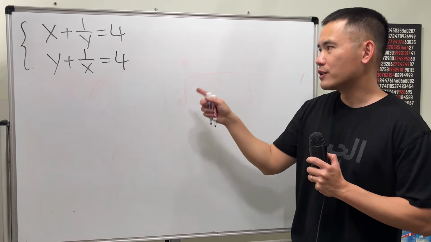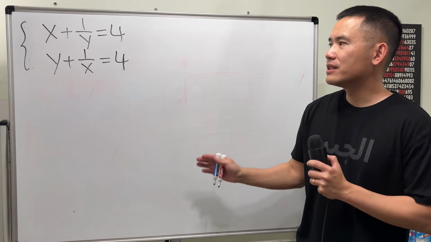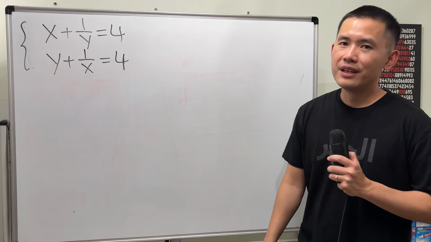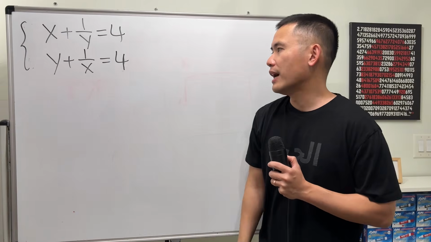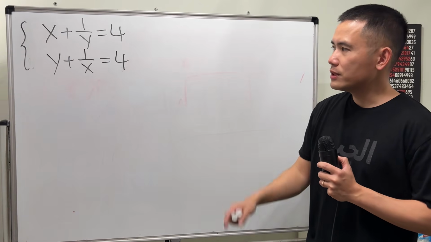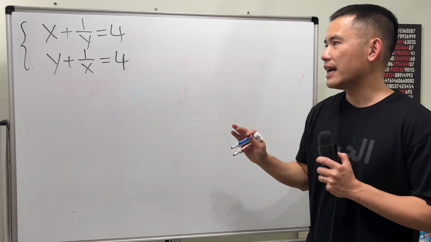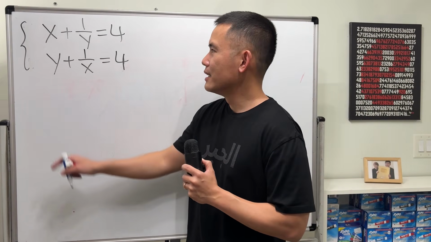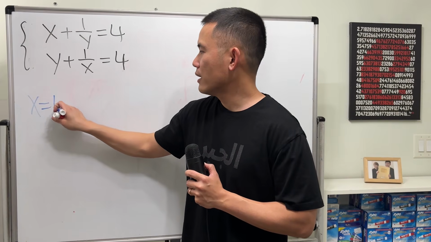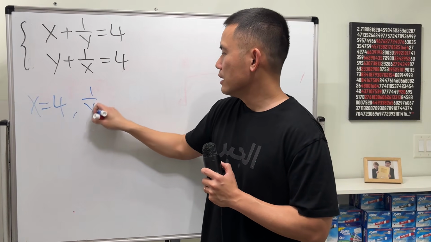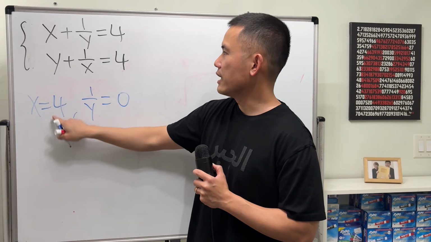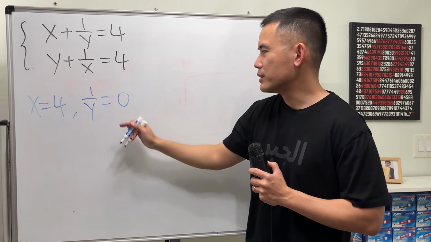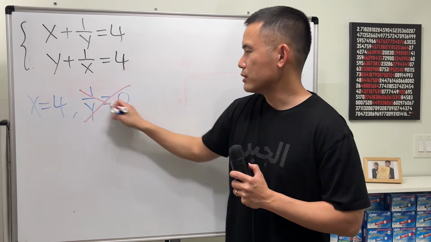Okay, this system of equations, it's actually really fun because you can see how similar they look, right? And in fact, when I first came up with this system of equations, I thought it has no solutions because I was thinking and also hoping that maybe x is just equal to 4 and this part is just equal to 0, because then we can get 4 plus 0, we get 4. And we see 1 over y is equal to 0.